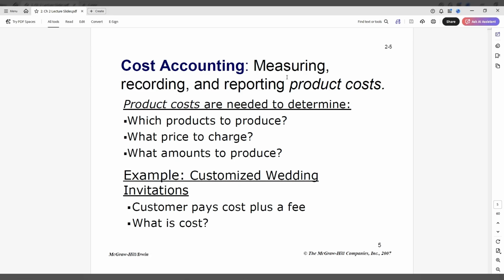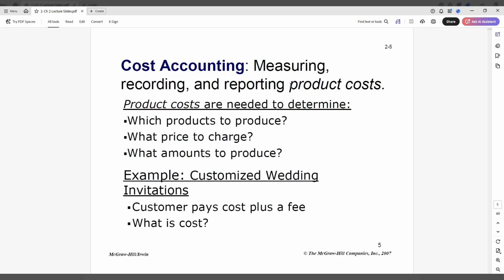Okay, so starting out just with the basic idea of cost accounting. What is cost accounting, right? The last chapter we talked about period costs and product costs. And so the idea of cost accounting is really looking at those product costs, measuring them, recording them, and reporting them. And remember that a product cost is any cost that's directly related to the production of a product versus period costs, which are expenses related to operating the business, such as sales or administrative costs. Those would be period costs.